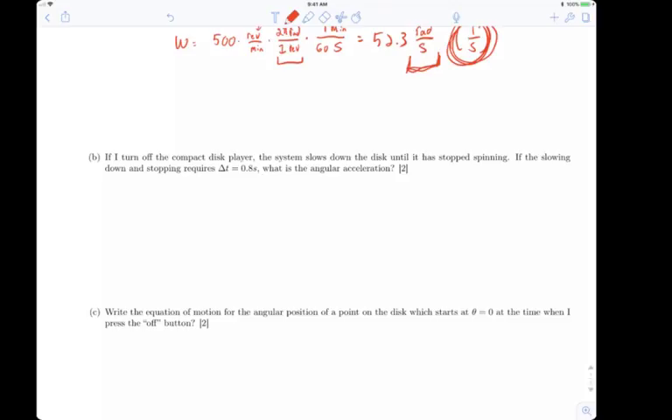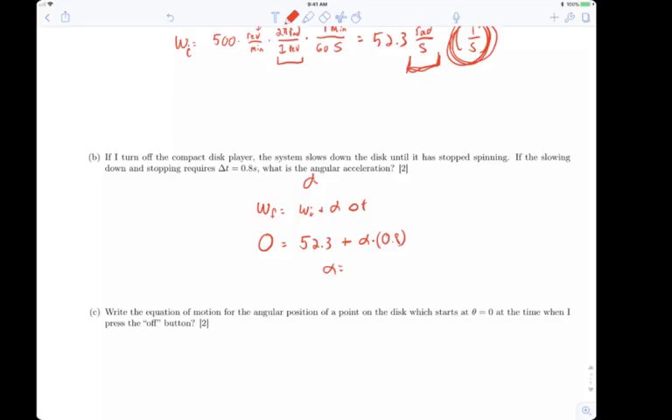If I turn off the compact disc player, the system slows down until the disk stops spinning. If the slowing down requires delta t is 0.8 seconds, what's the angular acceleration? So we're talking about constant angular acceleration. So omega final is equal to omega initial plus alpha delta t. I'm going to slow down to a stop, so my final angular velocity is 0. My initial angular velocity is 52.3. I don't know what alpha is, but delta t is 0.8. So I solve those algebraically.